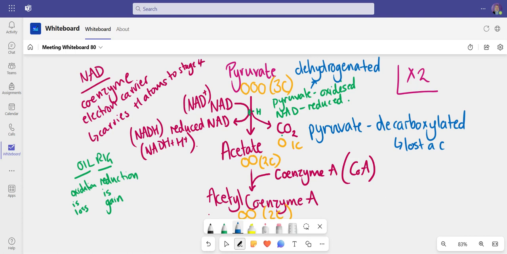Each of these stages would be catalyzed by enzymes, but there's no requirement to learn the names of the enzymes. Definitely don't try and do that. It'll be too much to learn.